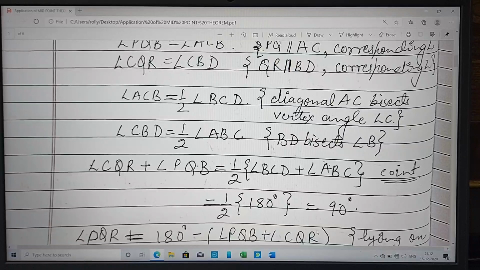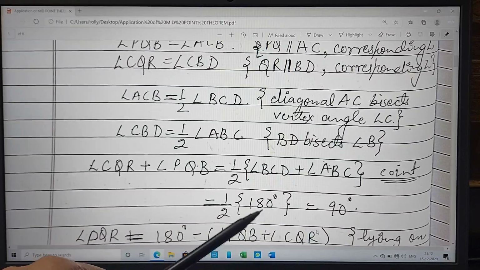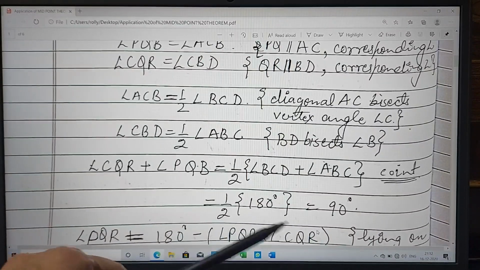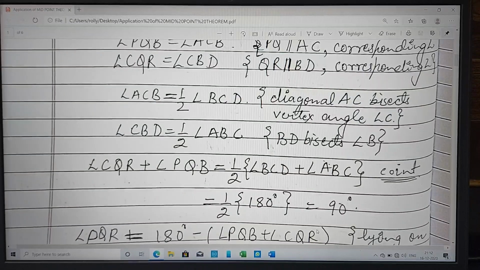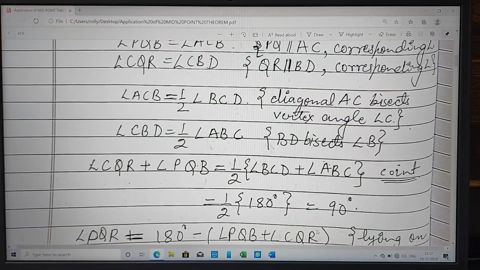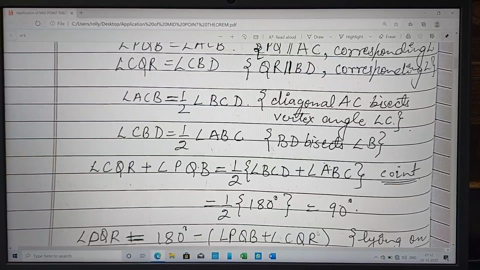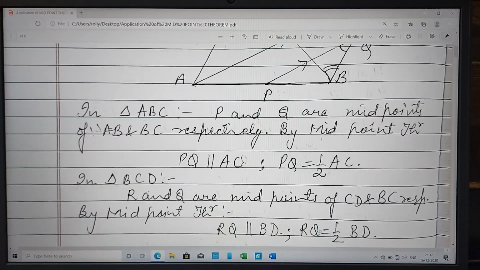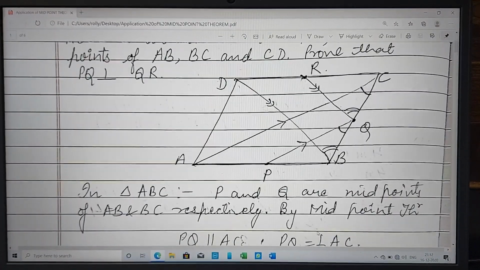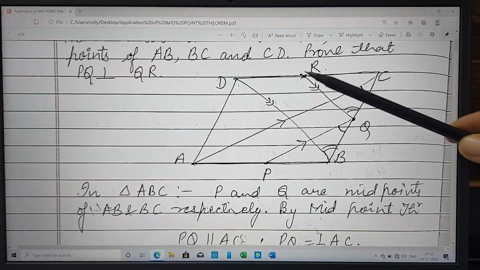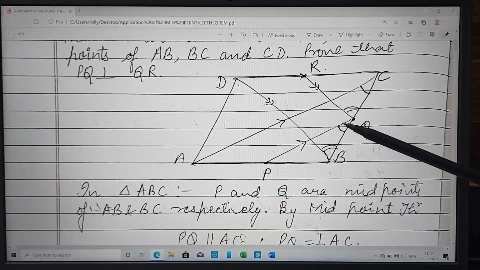And BCD plus ABC are co-interior angles, so they will be 180 degrees, and half of 180 is 90. Okay. But now we have to show that line segments RQ and PQ are perpendicular to each other.